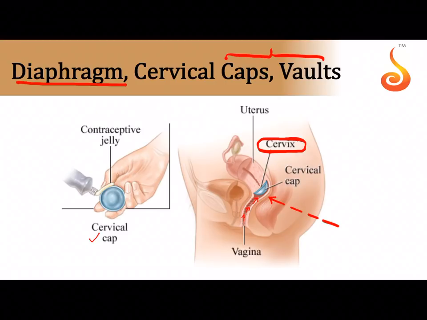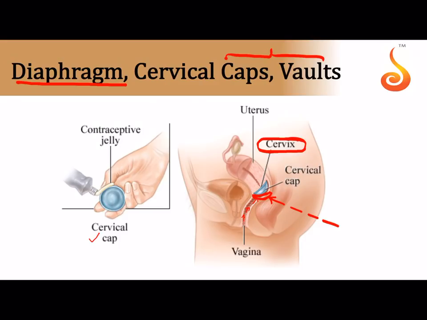However, if you see a diaphragm, it is a much broader structure that is fit in the upper part of the vaginal canal like this. It doesn't fit closely to the cervix. If it fits closely to the cervix, it is a cervical cap. If it is placed in the upper part of the vaginal canal, and if it is a broader disc-like structure or a cap-like structure, then we refer to it as a diaphragm.